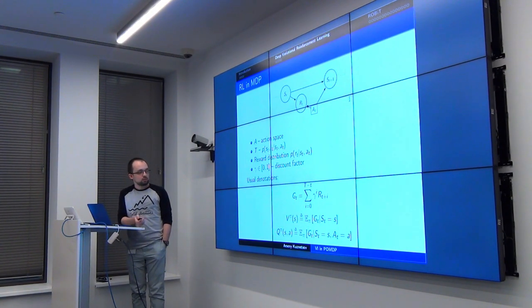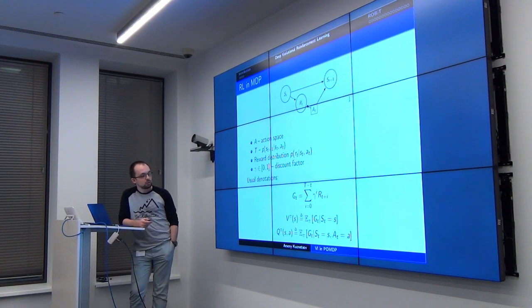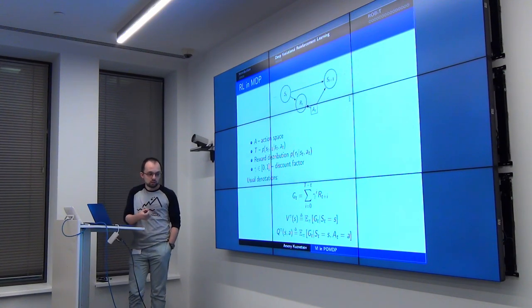And some other usual denotations, for example, value function for policy pi of S is expectation over our policy, so how we play the game, of our returns, given that the start state is S. And Q function for pi, given S and A, is the same expectation, but our first action is A.